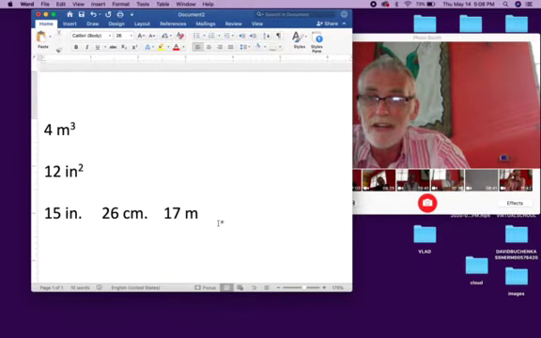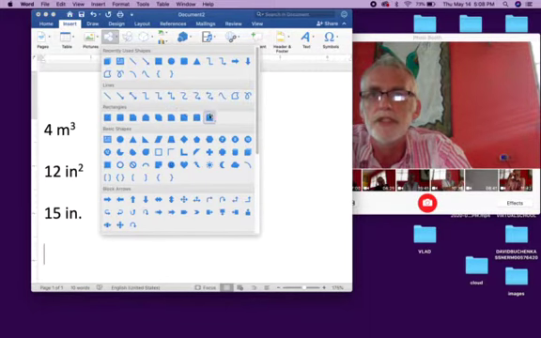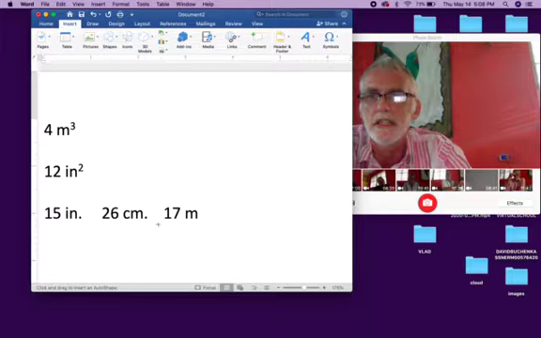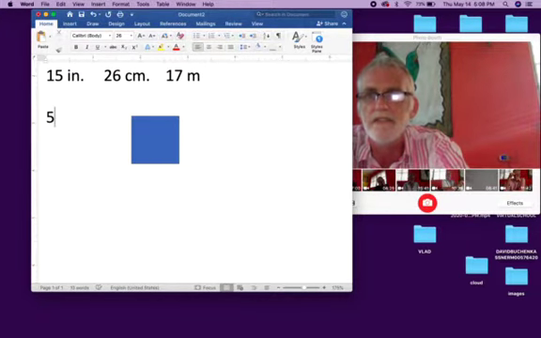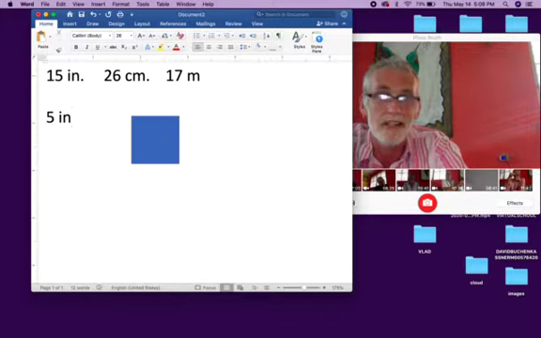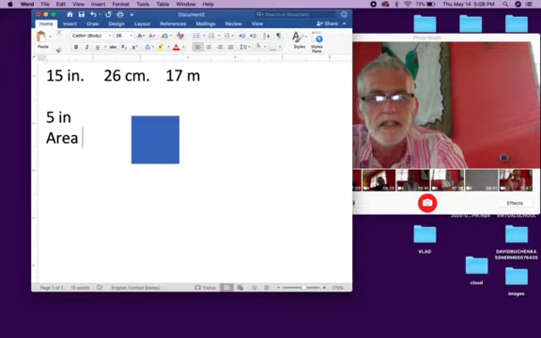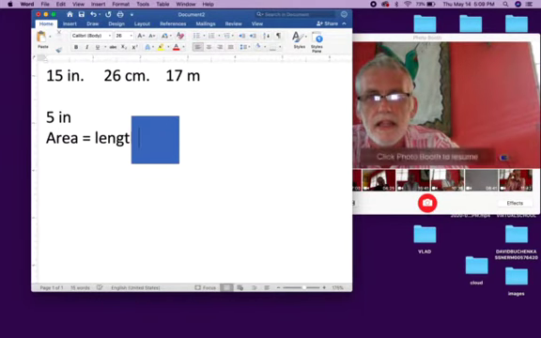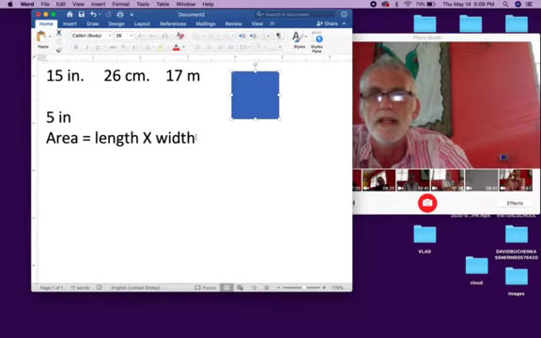When you are finding area, when you've got a square, put a square in here. What the heck? Look how special this is. Boom, there's our square. Let's say that one side of the square is 5 inches. And so the other side is also 5 inches. And so to find area equals length times width. Move my square. Area equals length times width.